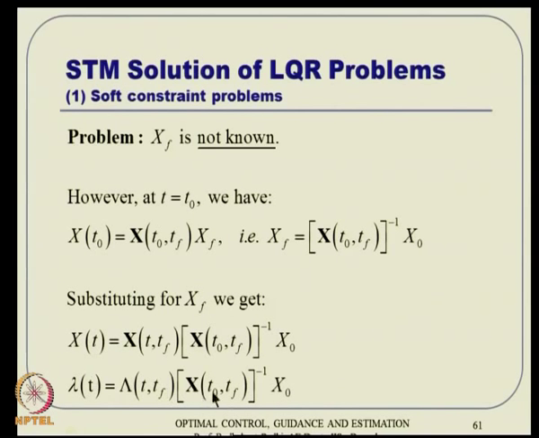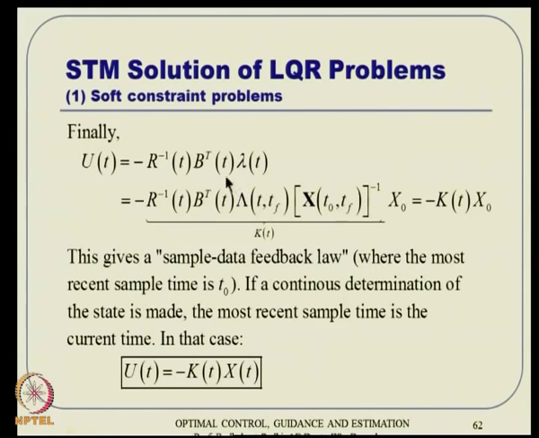So x of t and lambda of t become like this, and then finally u of t can take this form. This can again be written as k of t times x naught. Now if you say my t naught is t, then it essentially leads to this u of t. So that is a sampled-data feedback law sort of thing. So u of t can be computed again as minus k of t times x of t.